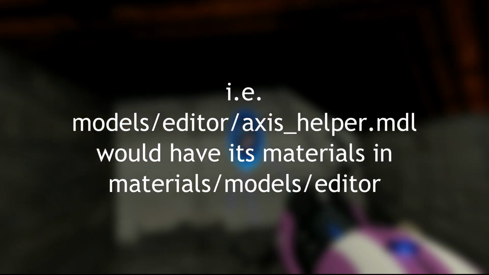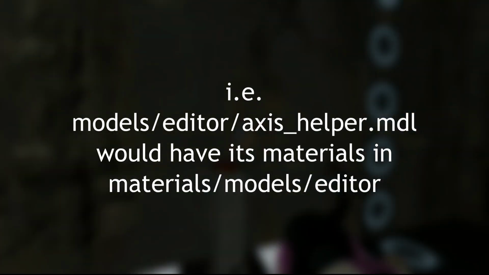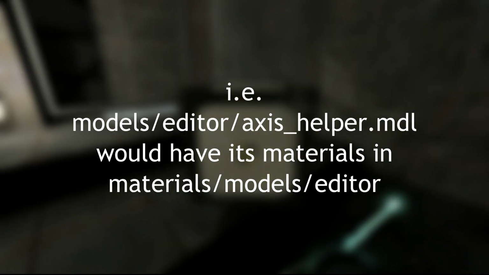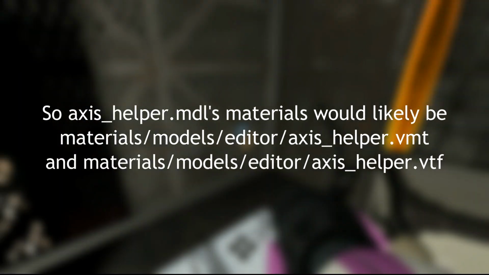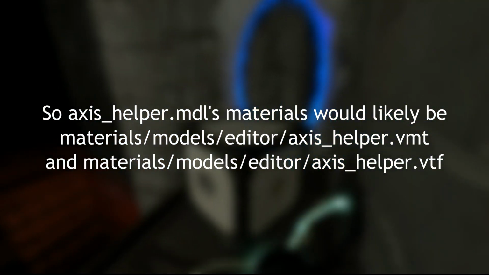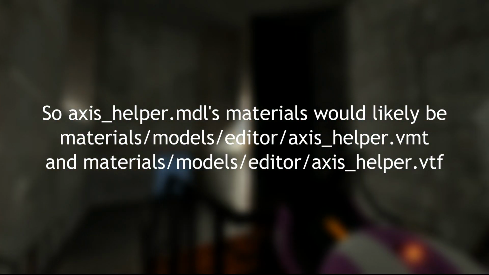Once you get that done, you'll have to locate the model's textures. They are usually located in the exact same path as the model itself, except under the materials folder. So model/editor/axis_helper.mdl would have its materials in materials/model/editor. The materials themselves will usually have the same file name as the model's MDL file, except with a different extension. However, sometimes this is not true.